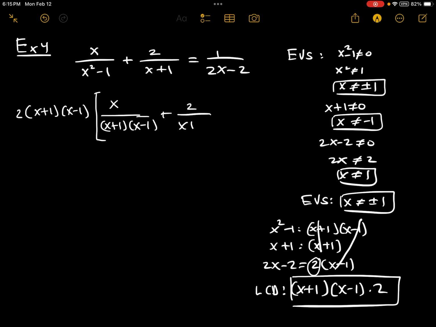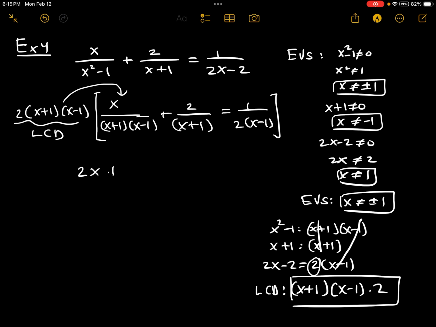Step by step, if I multiply the LCD by this first term, notice the x plus 1 and x minus 1 will cancel out, and the only thing left is a 2, so it's going to be 2 times x. If I distribute the LCD into the second term, the x plus 1s will cancel out. 2 times 2 is 4, and you still have x minus 1 left over. And last but not least, if I distribute to this final term, the 2 and the x minus 1 will cancel out, and you're just left with an x plus 1.